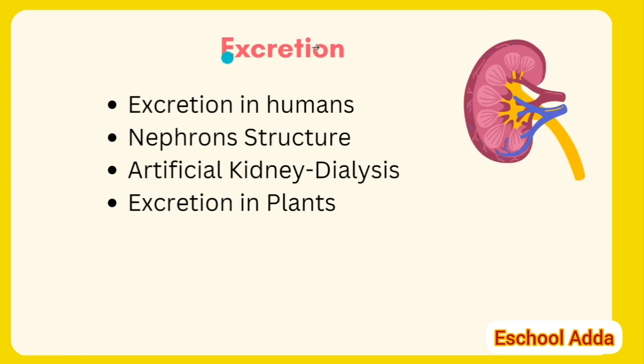Next, when it comes to excretion in human beings, what is excretion in human beings? What are the parts involved and how does the process take place? We'll be learning in detail. And other than that, a very important thing is nephrons.